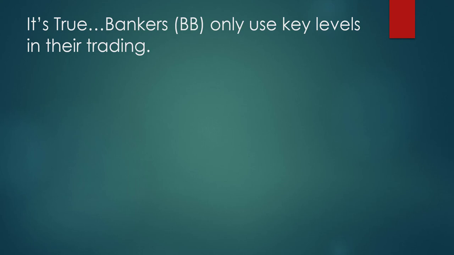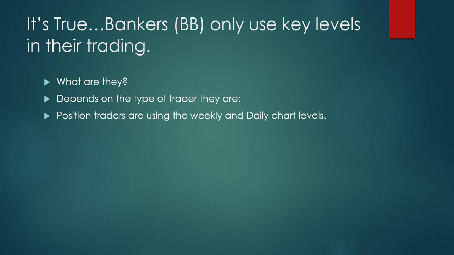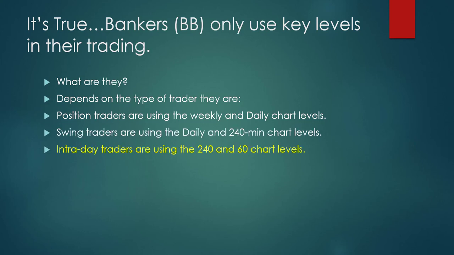So it's true, bankers, the big boys, only use key levels in their trading. They do not use indicators. None of that works. No, they don't do that. So what do they use? Well, it depends on the type of trader they are. Position traders are using the weekly and daily chart levels. Swing traders are using the daily and 240-minute chart levels. Intraday traders are using the 240 and 60 minute chart levels.